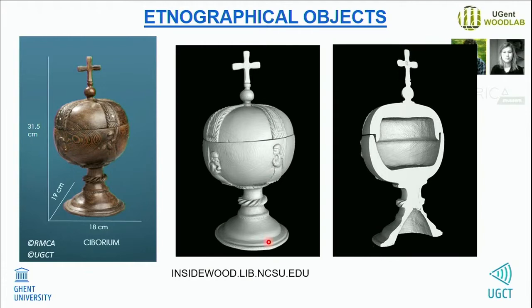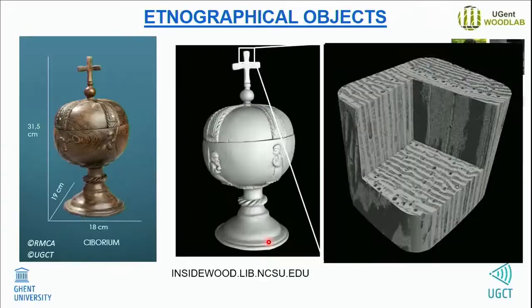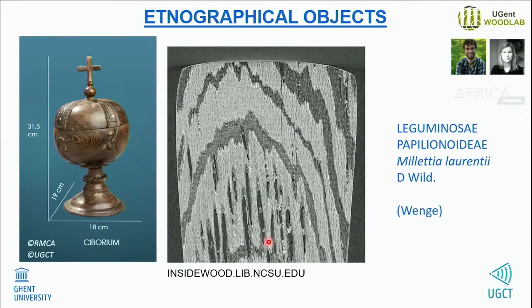Of course, if you have a full CT scan of that whole object, you don't see anything of the wood species. So to do an identification of this object, they did a CT scan of that small top of the cross of this object, and using this library, they were able to identify the wood species as being Wenge wood.